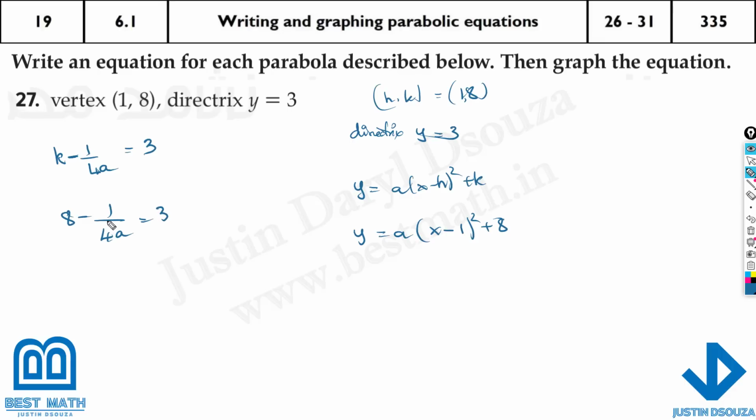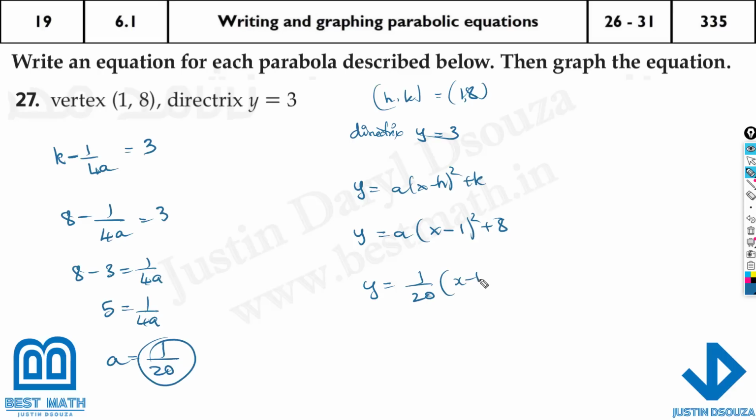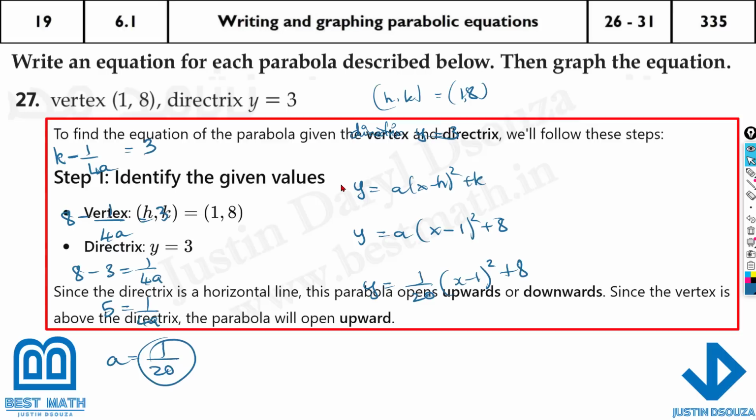Now we can solve this. Here it's minus, so we take this to the other side. You can put it in the calculator and get the answer directly. 8 - 3 is 1/(4a). 8 - 3 is 5, equals 1/(4a). Swap it, and a will be equal to 1/20. So the equation must be y = (1/20)(x - 1)² + 8. That is the equation for the given details.